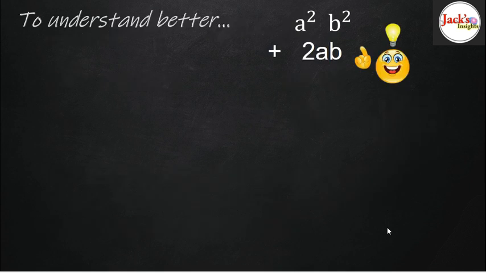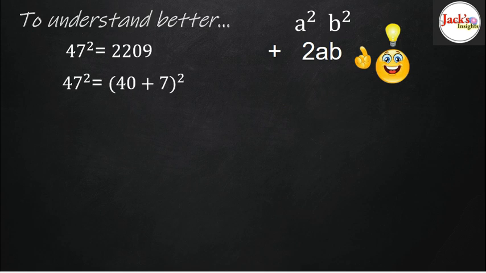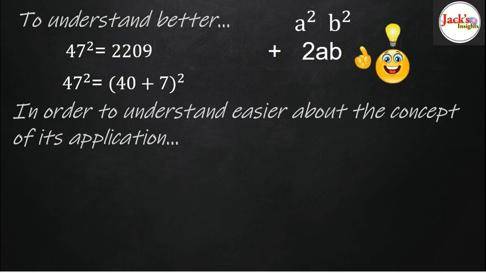Okay? So to understand better about the concept, how to apply this one. So we all know that the square of 47 is 2,209. Okay? And we can expand that idea, that is 47, as 40 plus 7. But for the application of the concept, we're not going to use this expansion, which is 40 plus 7, since mas kuan siya, na mas sayon. So in order to understand easier about the concept of its application, we're going to use this one.